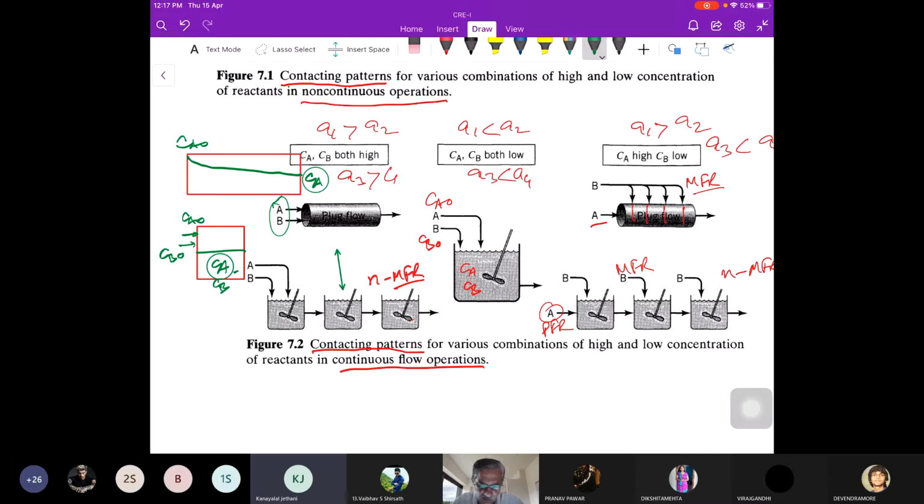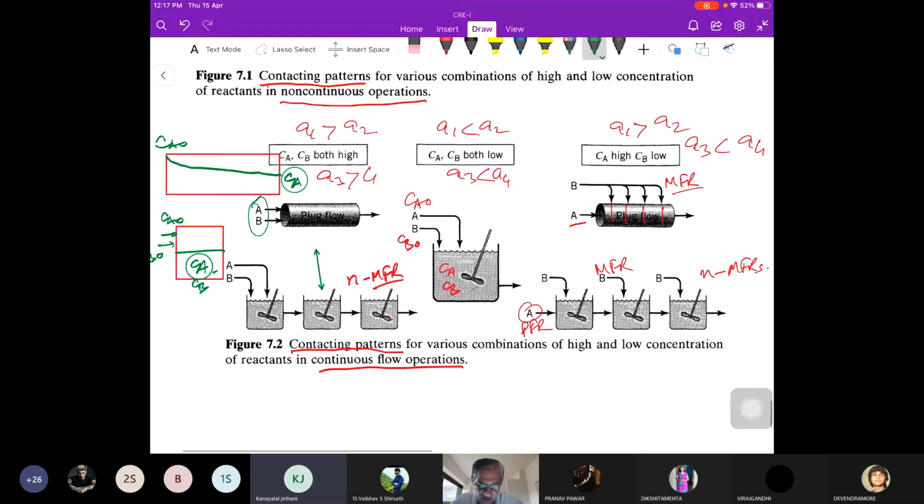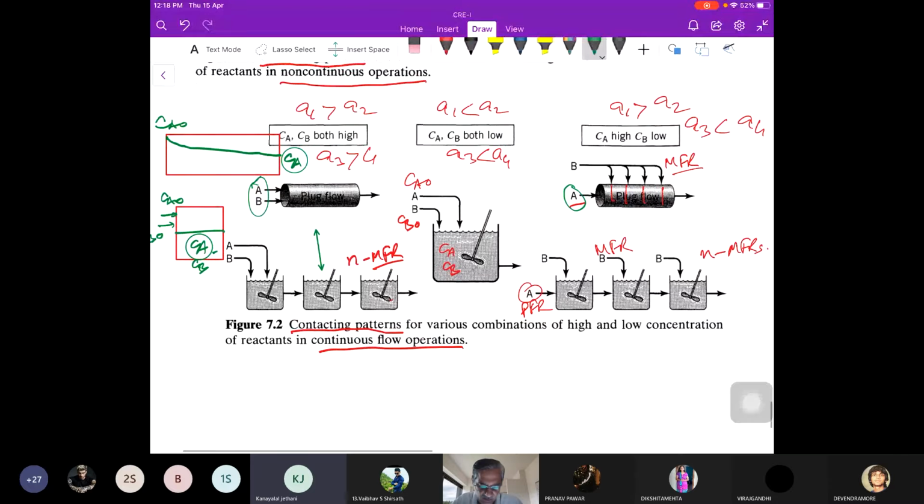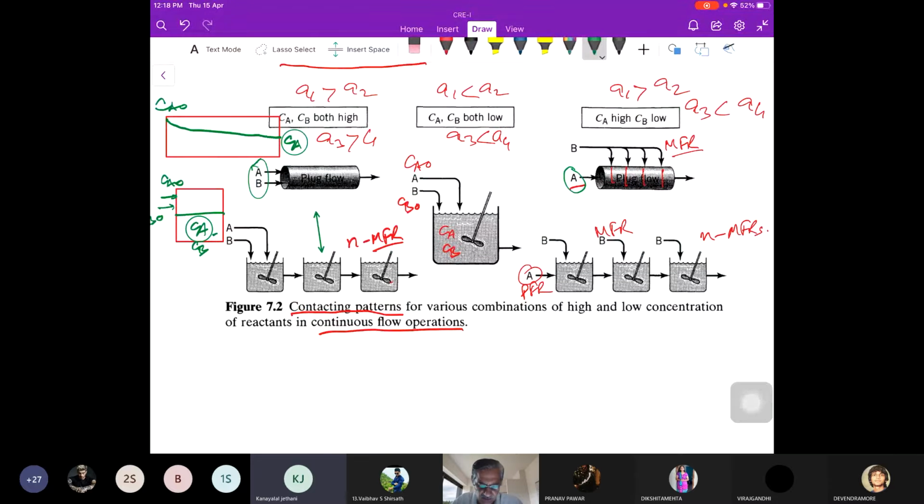And if I want one high and one low, that means A1 is greater than A2 or A3 is less than A4, then I take a PFR. Whichever I want high, I put it in the plug flow, and the other I add slowly from the side, like a mixed flow reactor. Same thing I can do in terms of plug flow, mixed flow reactors: I take mixed flow reactors in series and add B in each of the reactors. So A is in plug flow and B is in mixed flow. Any questions?